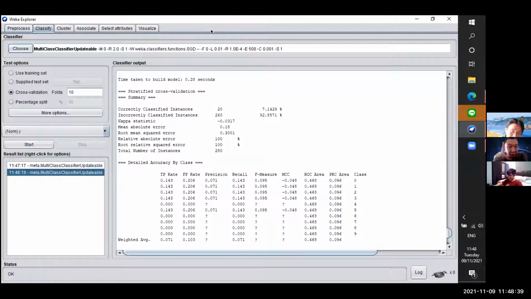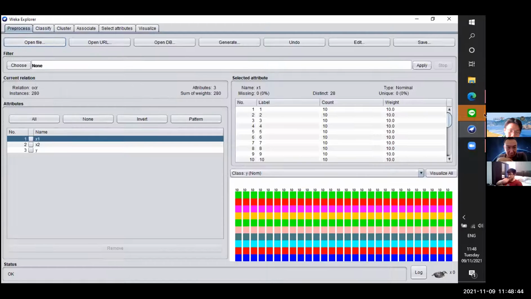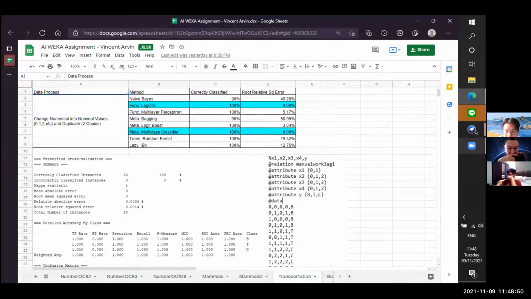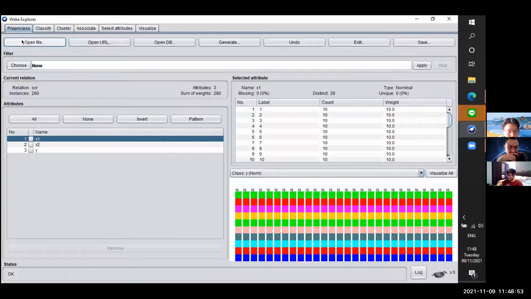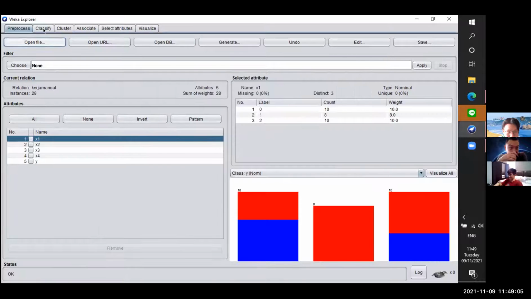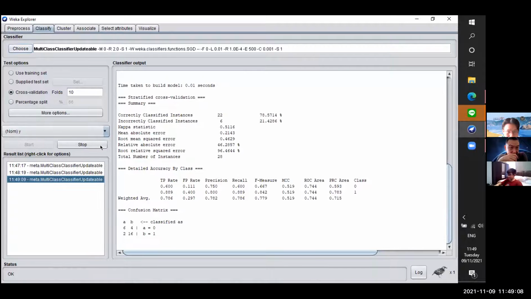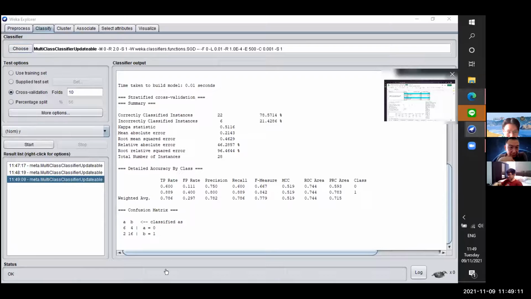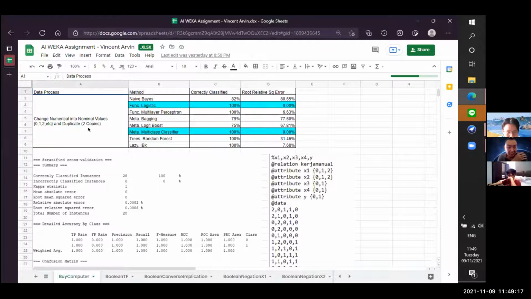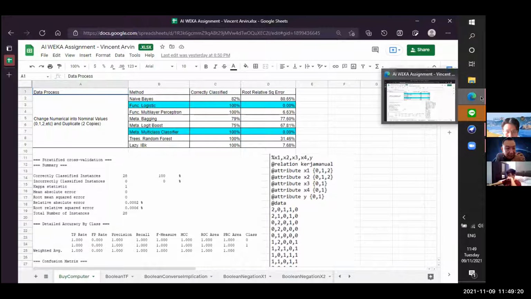So you want to show one more? Which one? Any, you choose on your own. Okay, by computer. You got 78. Oh, no, it should be 100. It should be 100.